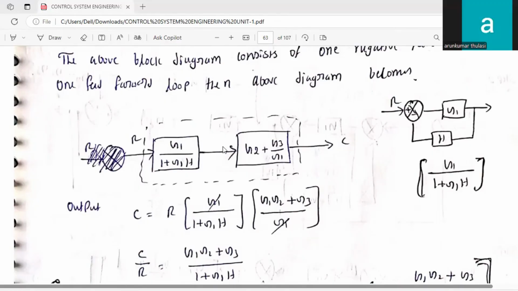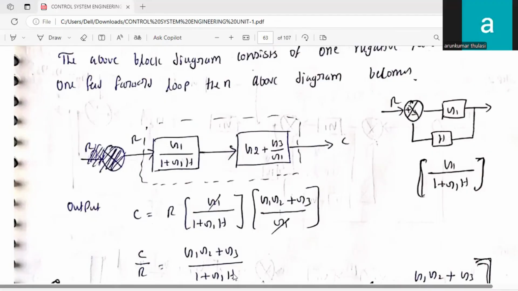Now these two are connected in cascade, so we have to multiply these two terms. So finally, output is equal to input into these two terms. G1 gets cancelled. So finally C by R is equal to G1 into G2 plus G3, divided by 1 plus G1H.